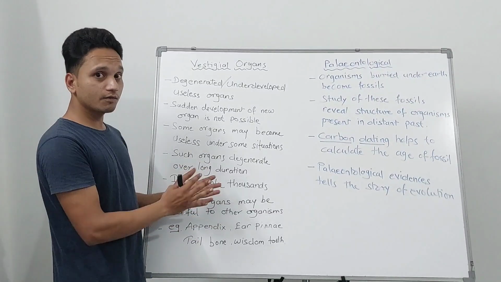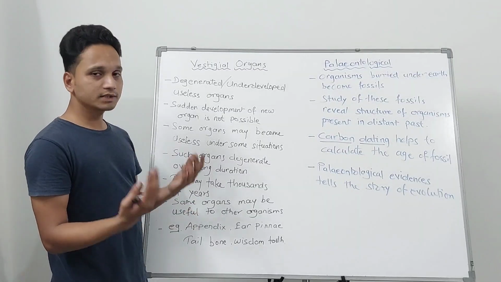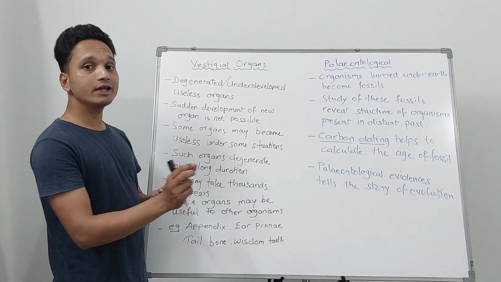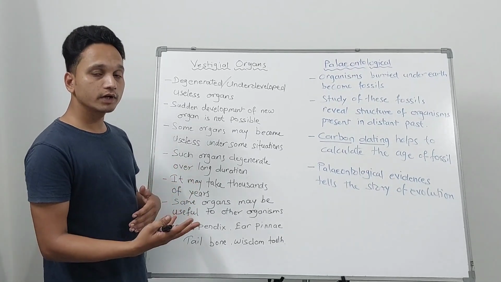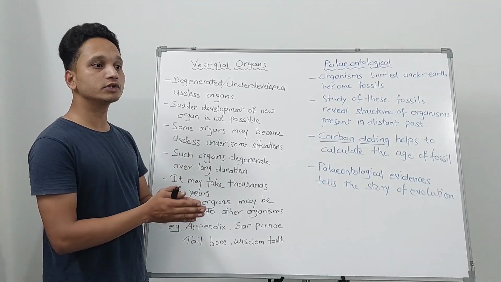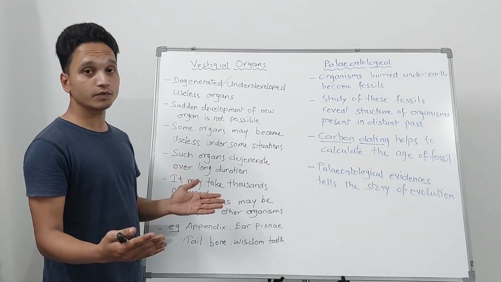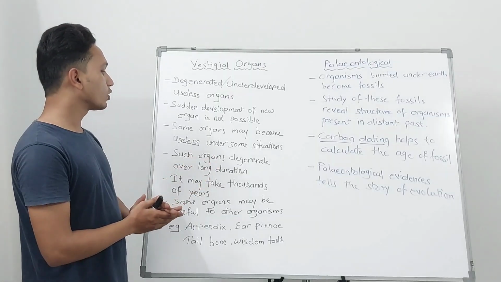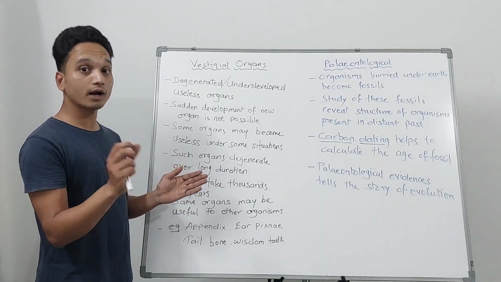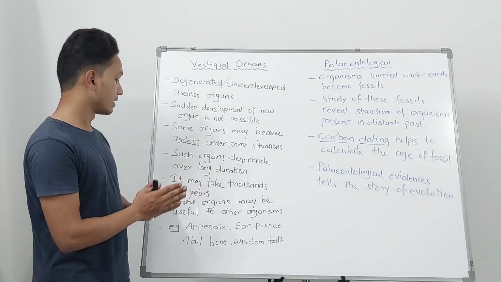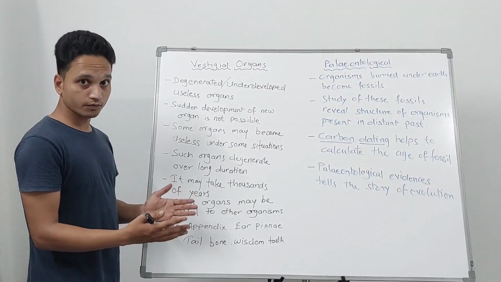And vice versa, some organs may become useless under some situation. There might be some situation when we do not need any of our organs. To degenerate this organ, we cannot do it all of a sudden. We cannot degenerate our appendix if we are not using it for one day. It takes lots and lots of time. It takes thousands and millions of years. Such organs degenerate over a long duration. If we do not use any organ, it will get degenerated, but it takes a long period of time, possibly thousands or millions of years.